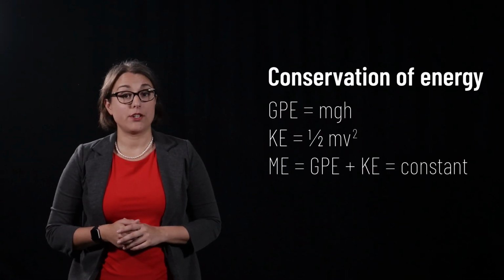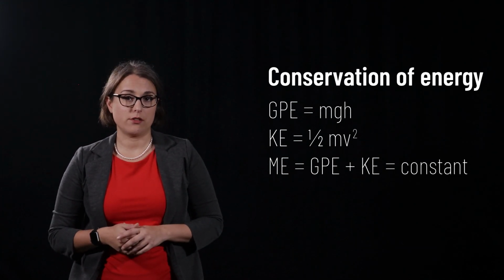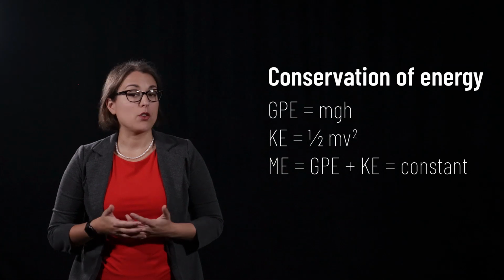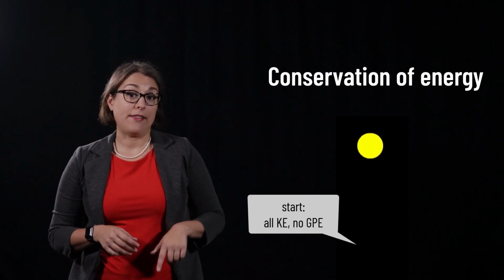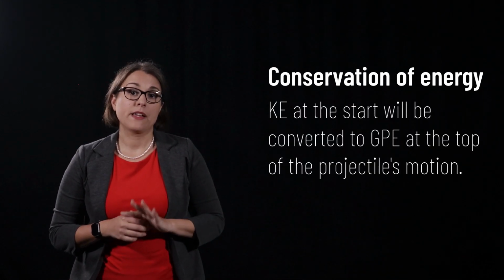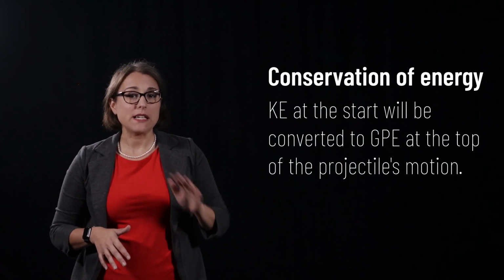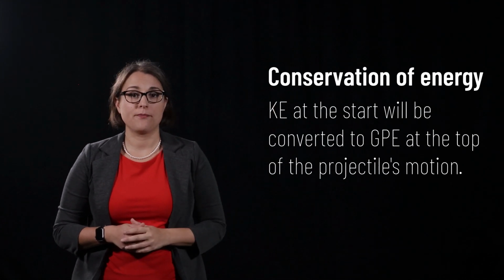Now, let's use conservation of energy. Because we are ignoring air drag, we know that the gravitational potential energy plus the kinetic energy is going to be equal to a constant. Ignoring horizontal motion, when the projectile starts moving, it has all kinetic energy and no potential energy. At the top of its peak, it has all potential energy and no kinetic energy. This means that the KE will be completely converted to GPE as the ball moves to its maximum vertical position. In other words, GPE at the peak equals KE at the start.